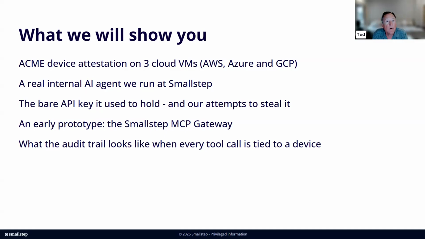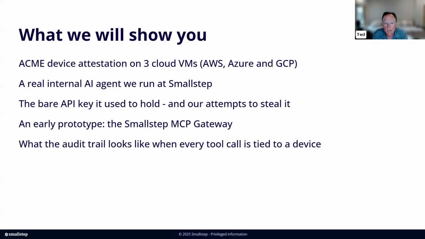We're going to show you that, but they're identifying where the agent is running or where the software is running. And so the attestation we'll show you is kind of layer one in that stack. We're also going to show you a real internal AI agent that we're using here at Small Step internally, and some ways to try to exploit credentials from that agent.